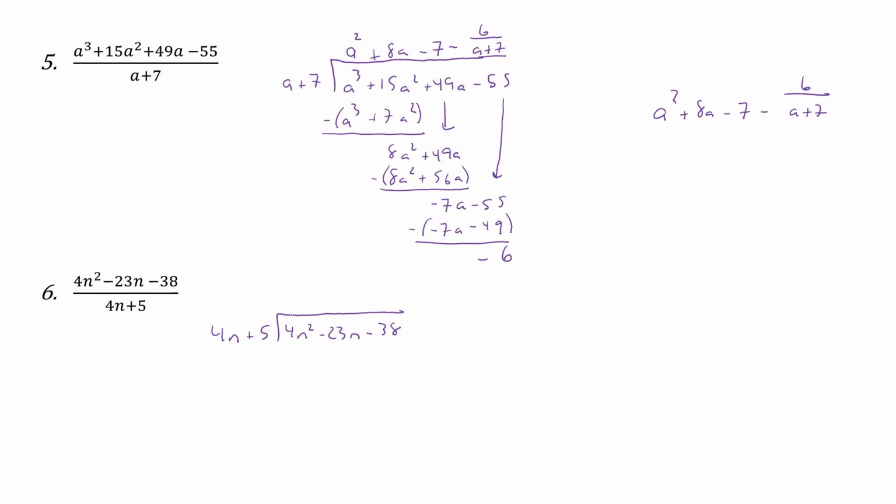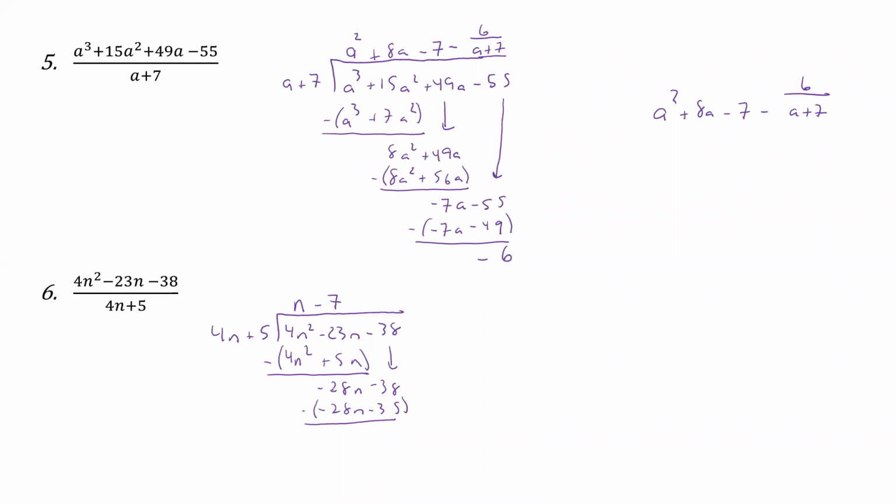So 4n times what gives us 4n squared? Well, just times n. That will give us 4n squared plus 5n. So we're going to subtract that off. Now, when we subtract that off, we're going to have minus 23 minus 5, so that's a minus 28n, and then minus 38. So 4 times what gives us a negative 28n? Well, that's going to be 4 times a negative 7. And so that's going to give us negative 28n and then minus 35.